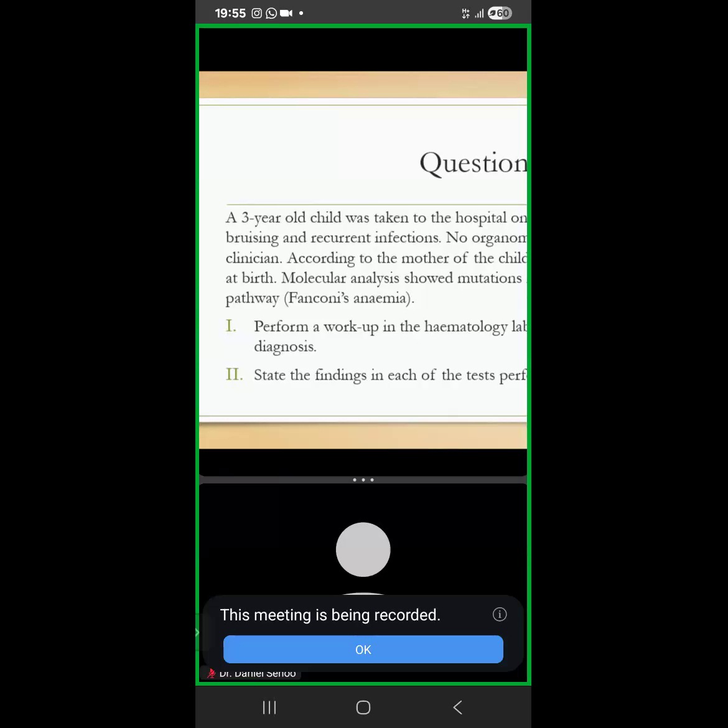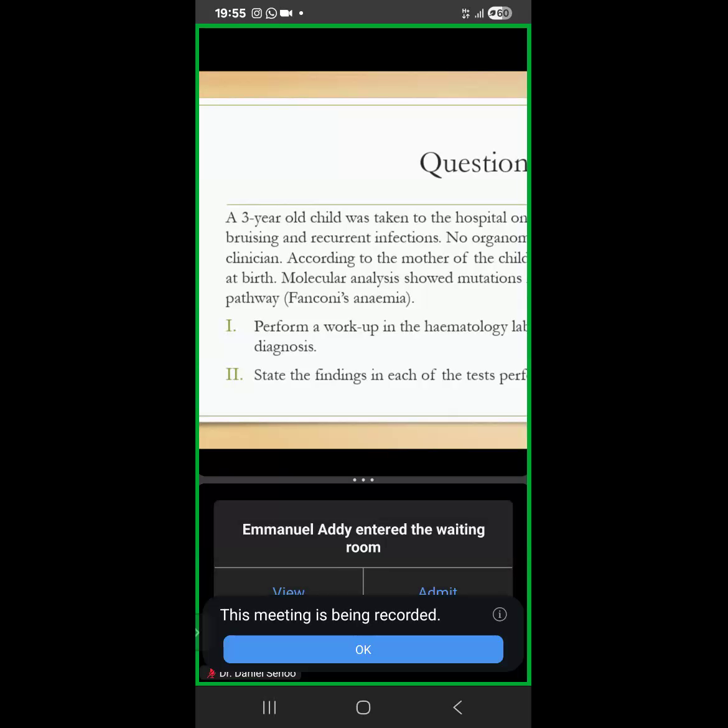My only question was, if you can hear me: if a child has anemia, at the same time has easy bruising, and at the same time has recurrent infections, what comes to mind? And this thing is audio, I'm speaking.